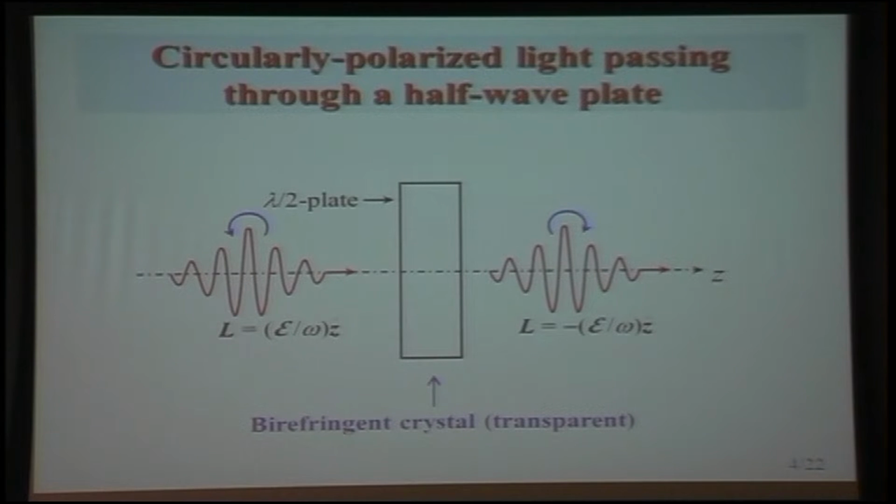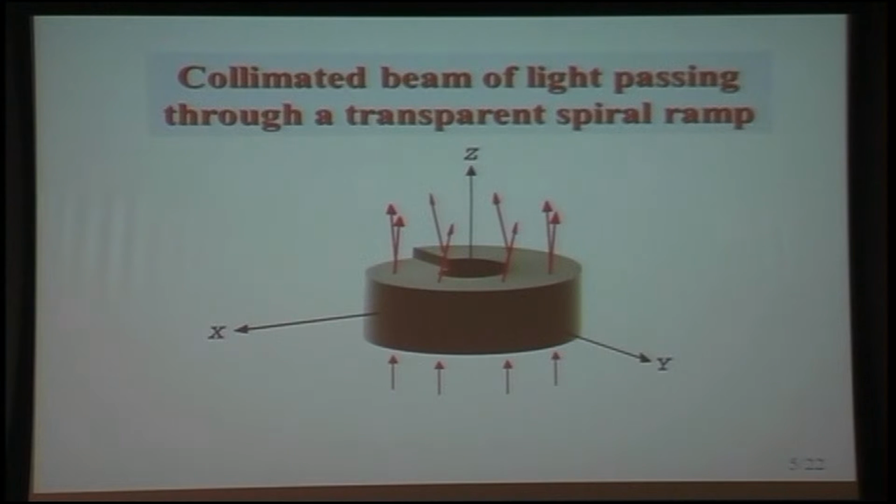In addition, we have orbital angular momentum, which is described here. Suppose you take a piece of glass, ordinary glass, transparent, cut it in the form of a cylinder, as shown here. The bottom is flat. The top is in the form of a spiral ramp.